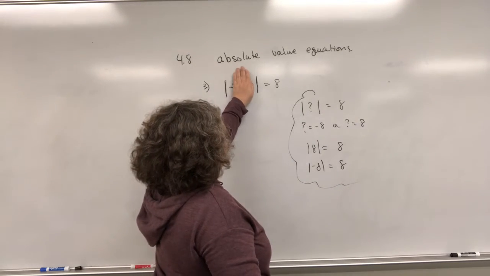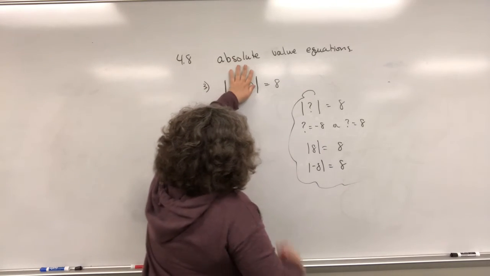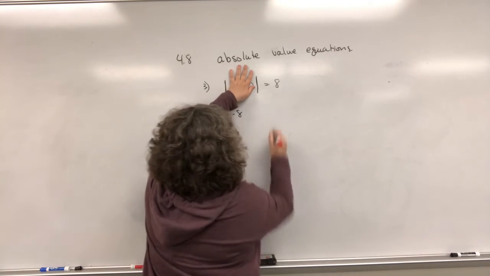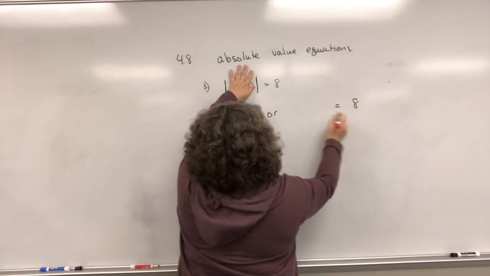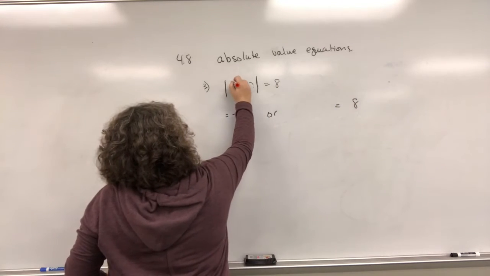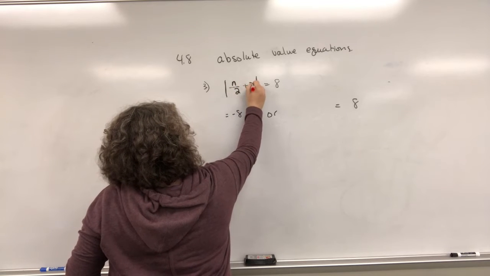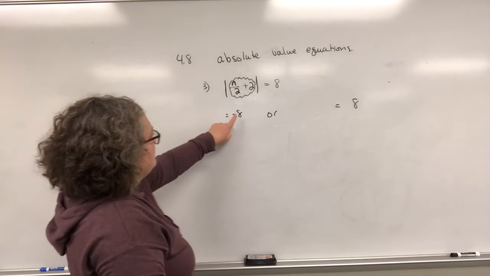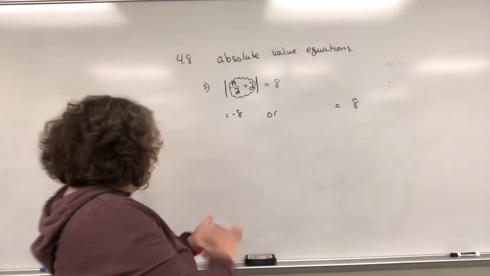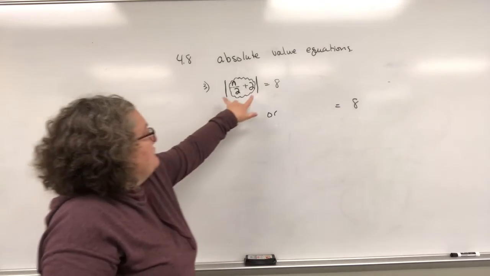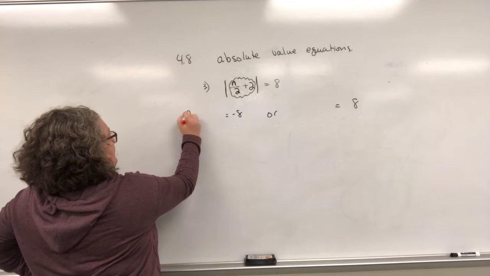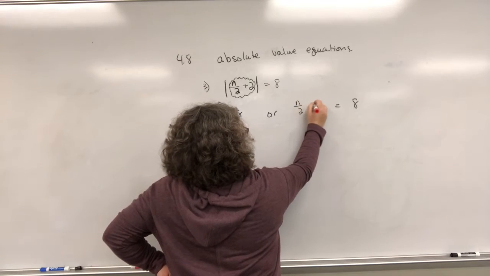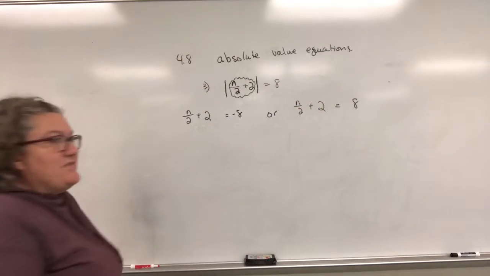So what that means is whatever is inside here, and we'll cover it up, has to equal -8 or has to equal +8. Whatever is inside there. And let me fix it, my hand erased all of it. So all of this has to be either -8 or it has to be equal to 8, based on that property or the definition of absolute value. So I need to come over here and write down n over 2 plus 2 equals -8 or n over 2 plus 2 equals +8. And then we're going to solve those equations.